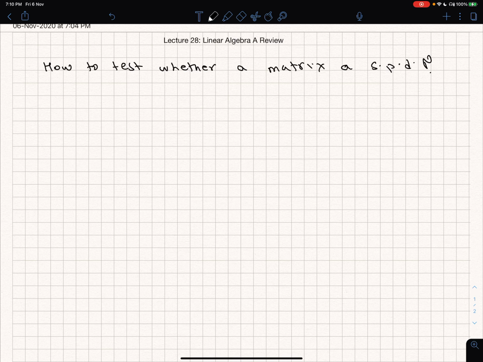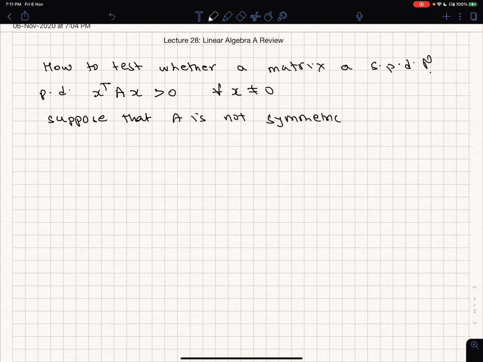So first of all, you recall the definition of positive definite matrices. It is that x transpose Ax is greater than 0 for all x not equal to 0. This is when we say that a matrix is positive definite. Now, it's just a connection that I am giving you. Suppose that A is not symmetric. How much do I lose really if I just restrict to positive definite matrices? I'm trying to tell you that I don't lose much.